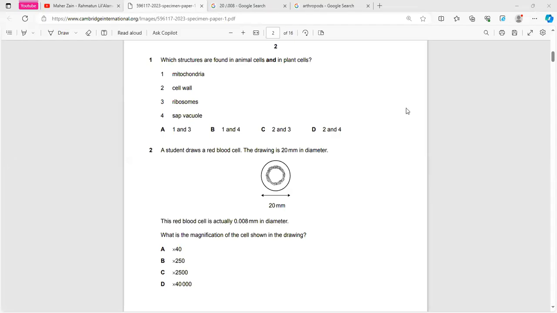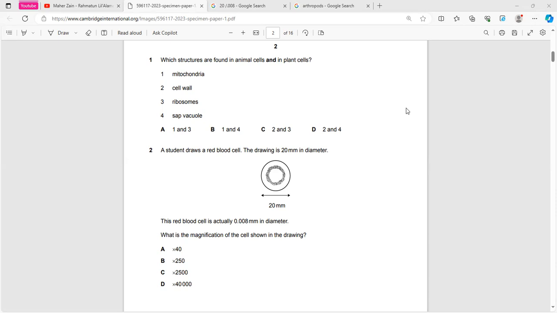Good morning. In today's video, I'm covering the Specimen Paper 1 of 2023 O-Levels Biology 5090. I'll be doing a brief overview of all the questions as well as revising some of the essential concepts which have been asked in these questions.